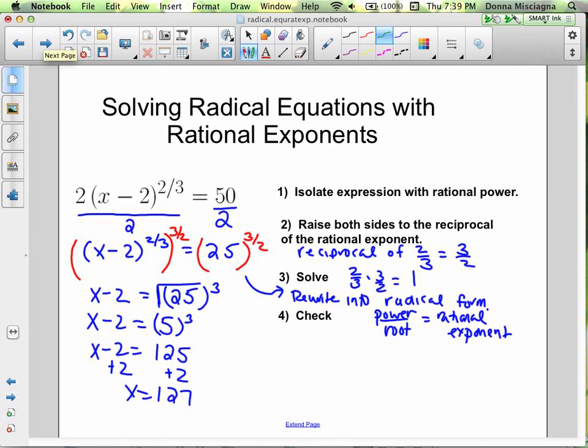Of course, we're going to check our solution and make sure it is a good one. All right, so we've got 2 times 127. Oh, yeah, 127. My shadow keeps blocking me, so I can't see.